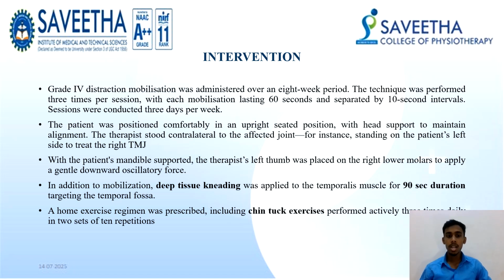Now, the patient was positioned comfortably in an upright seated position with head supported to maintain the alignment. The therapist stood contralateral to the affected side joint, for example, standing on the patient's left side to treat the right side TMJ. With the patient's mandible supported, the therapist's left thumb was placed on the right lower molars to apply a gentle downward oscillatory force. In addition to mobilization, deep tissue kneading was applied to the temporalis muscle for a 90-second duration, targeting the temporal fossa. And also, a home exercise regimen was prescribed, including chin tuck exercises performed actively 3 times daily in 2 sets of 10 repetitions.